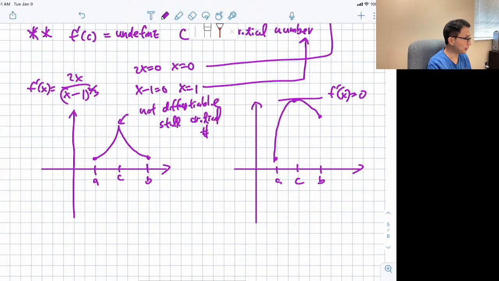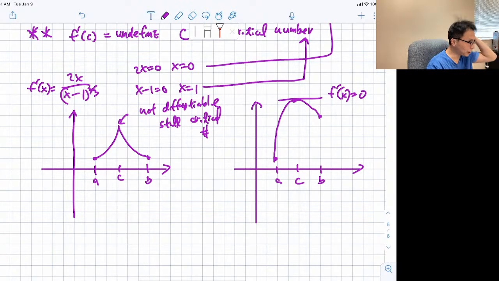So a critical number is when f prime of x is equal to 0, f prime of c equal to 0. Take a derivative, set it equal to 0. Or take a derivative, set the denominator equal to 0 as well, to find out what the critical number is.